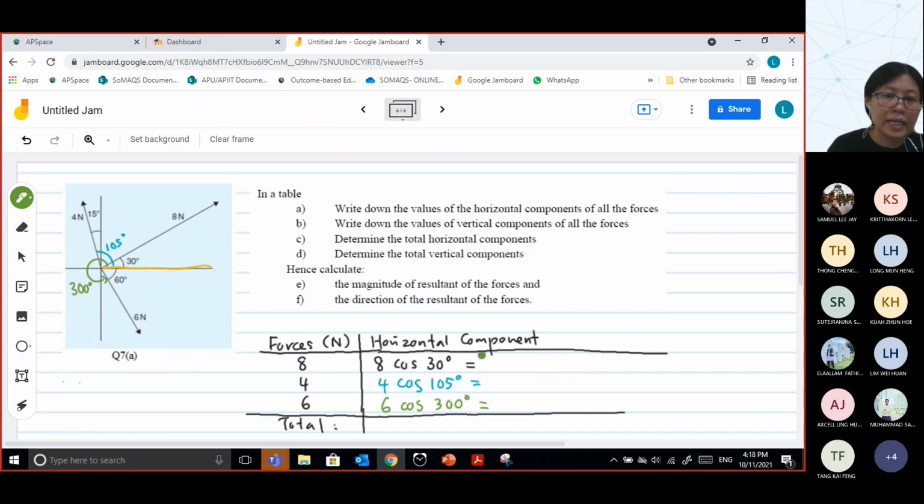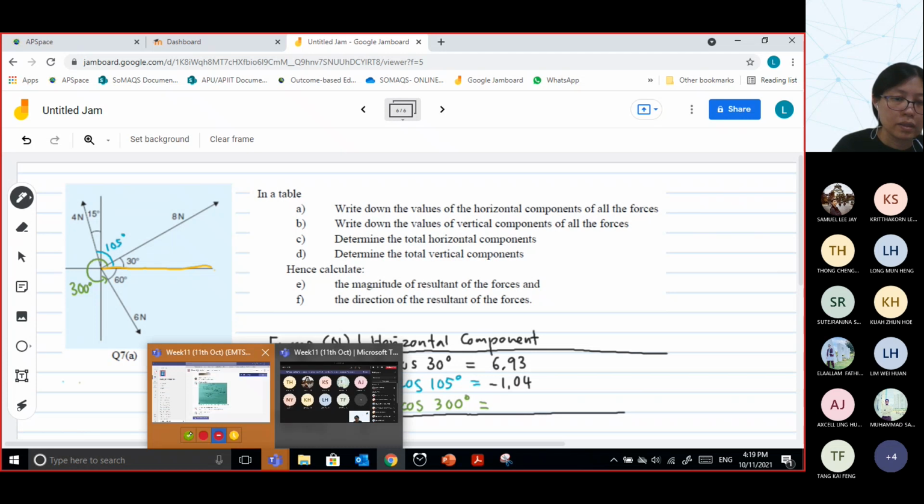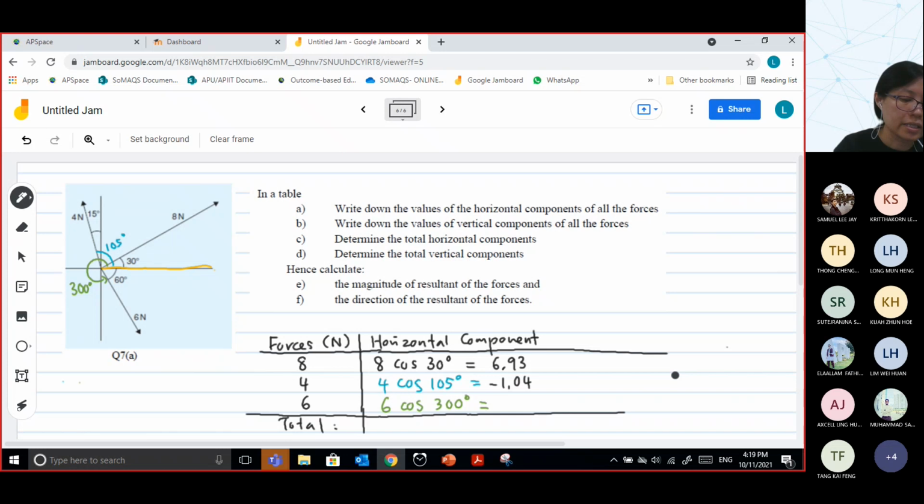Then calculate the total. So 8 times cos 30, 6.93. 4 times cos 105, negative 1.04. 6 times cos 300, which is exactly 3. Let's total up.